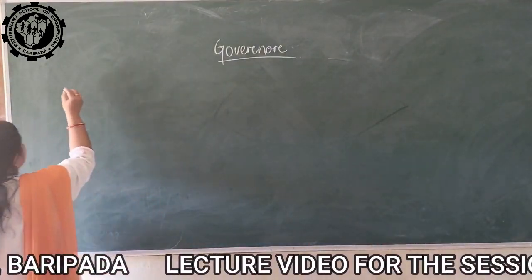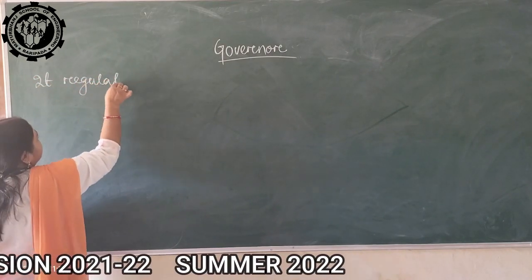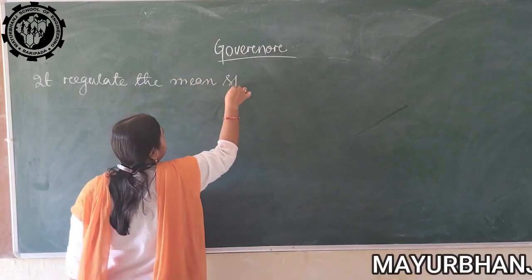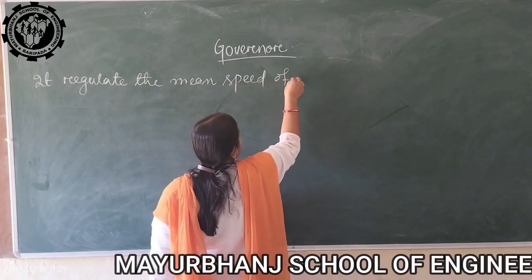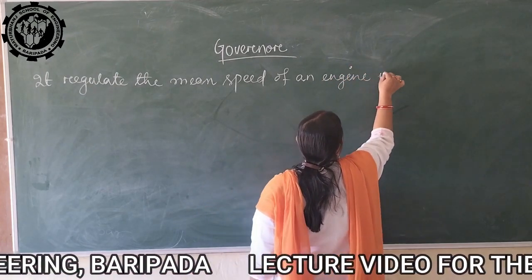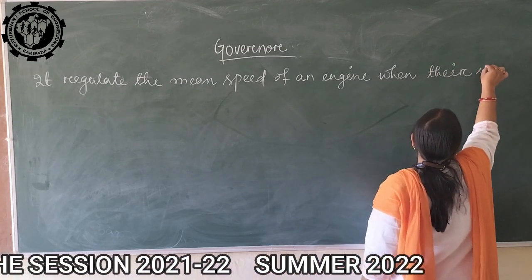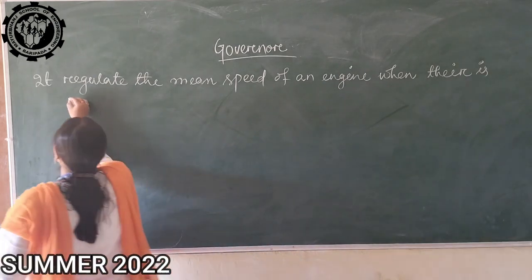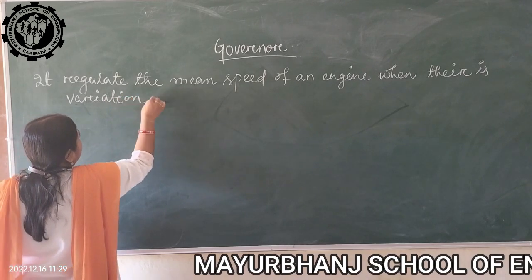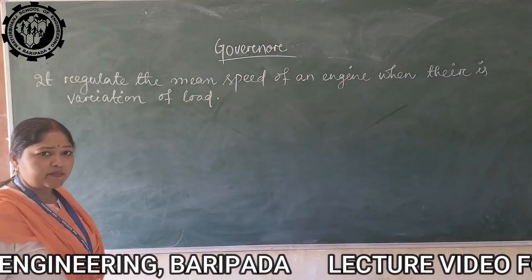So, the function of a governor is it regulates the mean speed of an engine when there is variation of load. When there is variation of load.